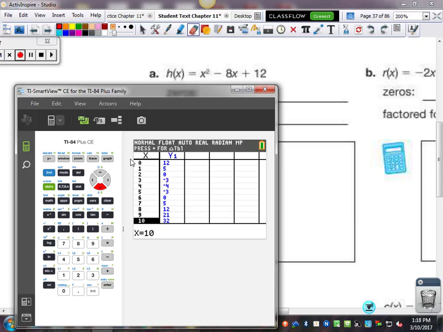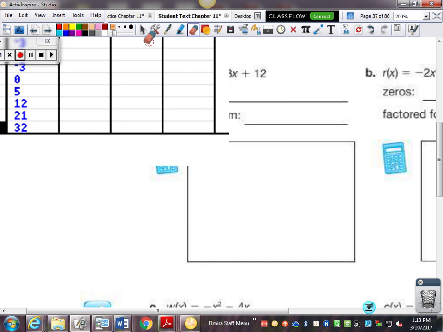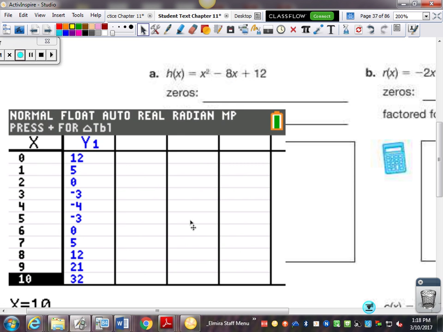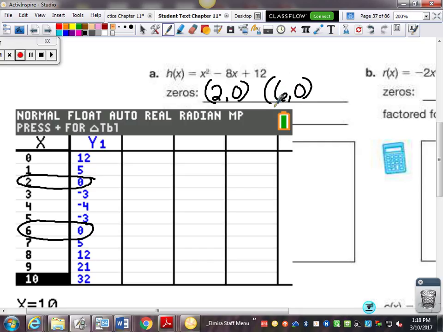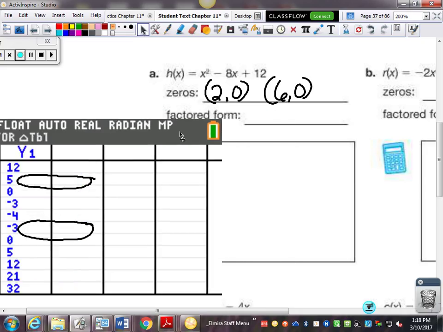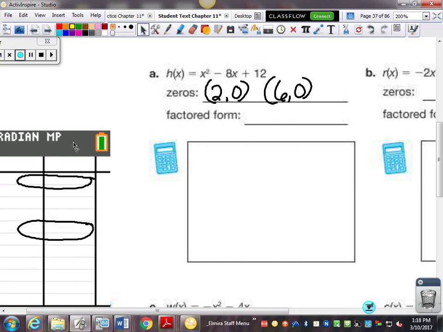So let me pull this out. Okay, so one of my zeros is at 2, 0. And the other one is at 6, 0. So my factored form is going to be f of x equals x minus 2, x minus 6.